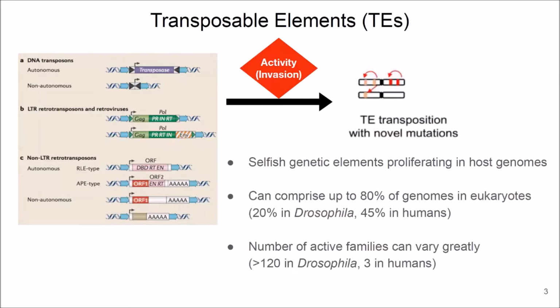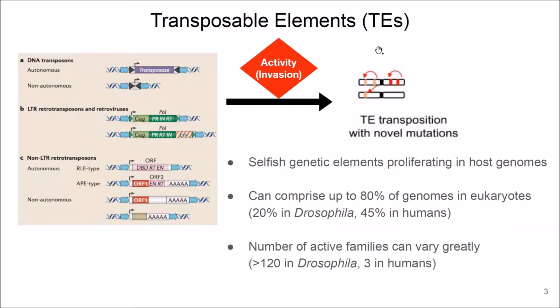So what are these elements? They are selfish genetic elements that proliferate in host genomes, and we usually differentiate between different classes of them called the DNA transposons and RNA transposons or retrotransposons. And the main difference is the mechanism how they achieve an increase in copy number, with the RNA transposons having RNA intermediates while the DNA transposons do not. And between RNA transposons or retrotransposons, we differentiate between those that have a long terminal repeat, called LTR, and those that do not, called non-LTR.